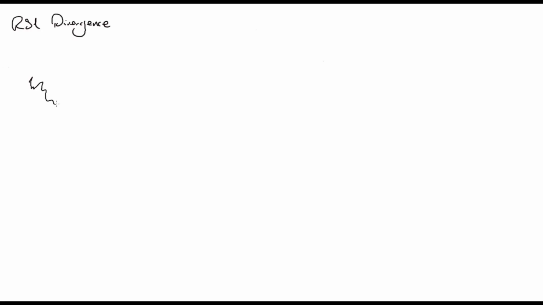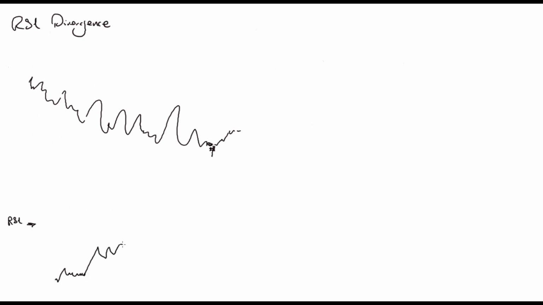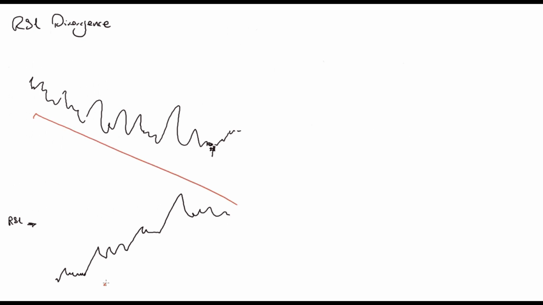But here's where it gets really interesting. The RSI divergence. This occurs when the price of a security and the RSI indicator move in the opposite direction. And it's a powerful signal that suggests a potential reversal or continuation of the current trend.